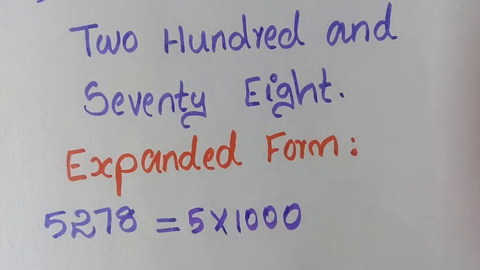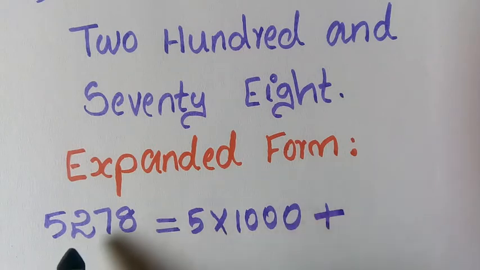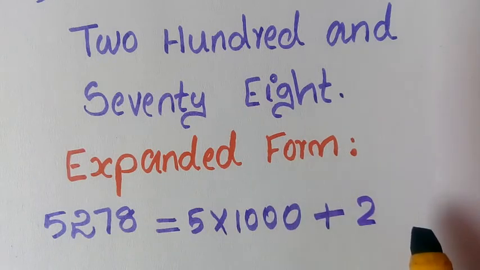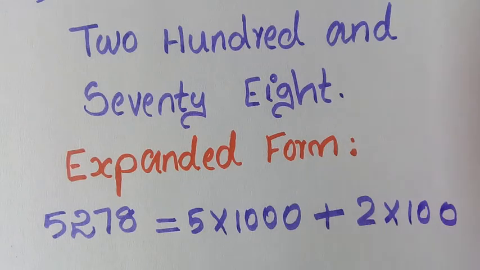Is it correct? So while writing expanded form, first you need to write the digit. After that, under multiplication, you need to write the place value of that digit. Then you need to put plus sign. 5 into 1000 plus, which is the next digit? 2. 2 is in which place value? 2 is in hundreds place value. So 2 into the place value 100. Then which sign we need to put, children?